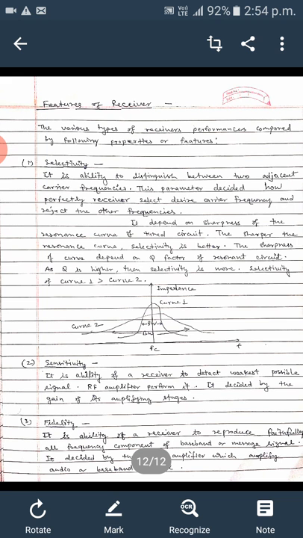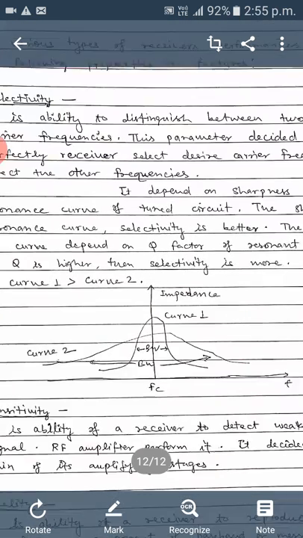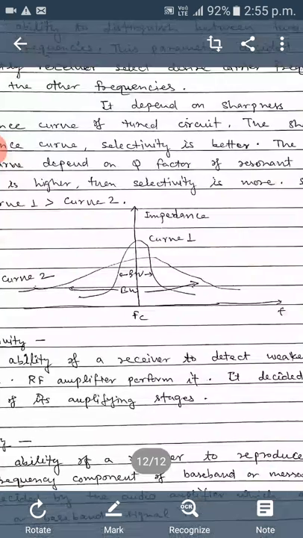What is selectivity? Selectivity is basically the ability to distinguish between two adjacent carrier frequencies. This parameter is decided by how perfectly the receiver selects the desired carrier frequency and rejects the other frequencies. It depends on the sharpness of the resonance curve of the tuned circuit. The sharper the resonance curve, the higher the selectivity. The sharpness of the curve depends on the Q factor of the resonant circuit. As the Q is high, the selectivity is much better.